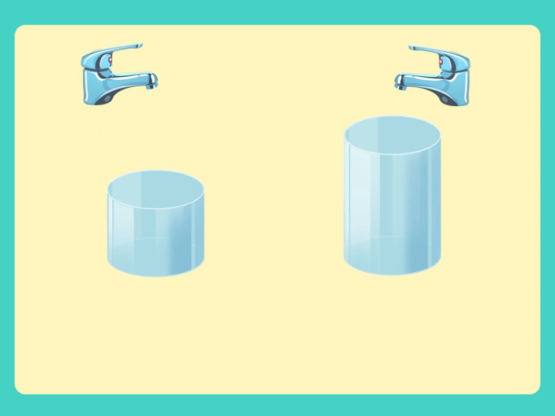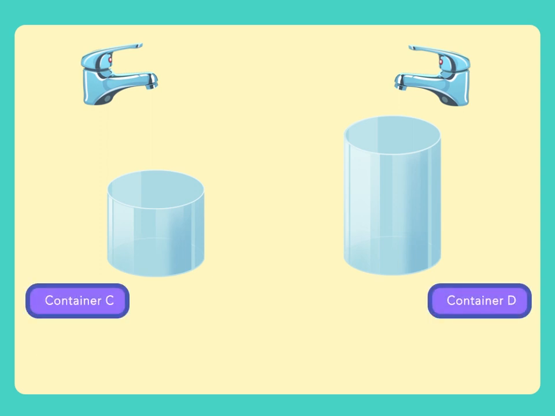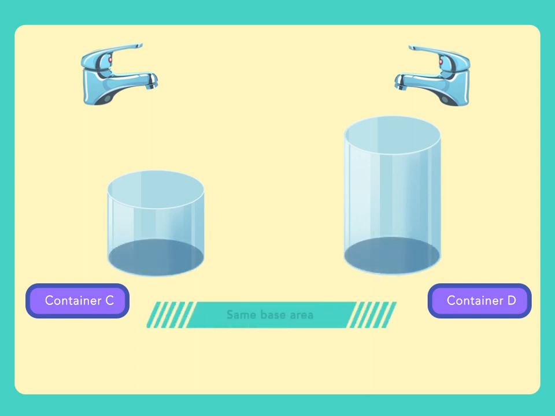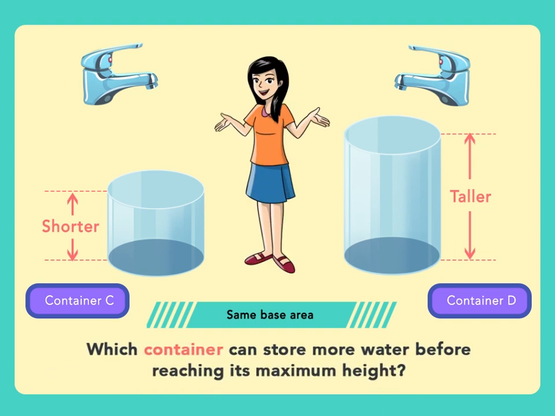Here are another two containers, C and D. Both have the same base area. Container D is taller than container C. Which container can store more water before reaching its maximum height?